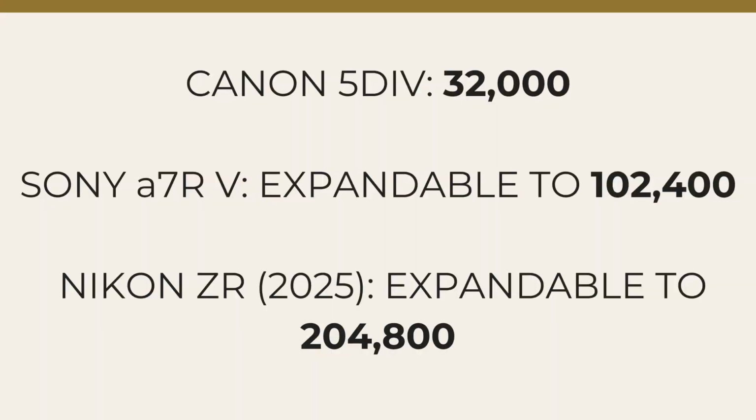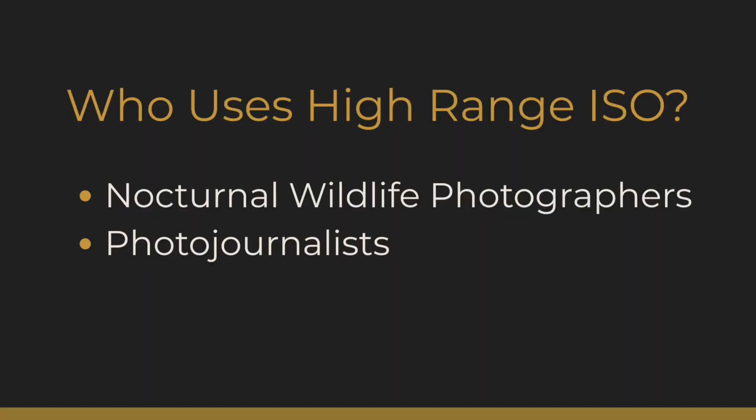My Canon 5D4 goes up to 32,000 natively, and newer cameras push that even further, some hitting expandable ranges of 51,200, 102,400, and 204,800? I mean, what? Which raises the obvious question, who actually uses an ISO of over 200,000? That seems insane. But the answer is very few people, mainly those in situations where any image beats no image and low quality isn't an issue. People like nocturnal wildlife photographers or photojournalists in rooms that they can't light. Situations where getting the shot matters more than what the shot actually looks like.